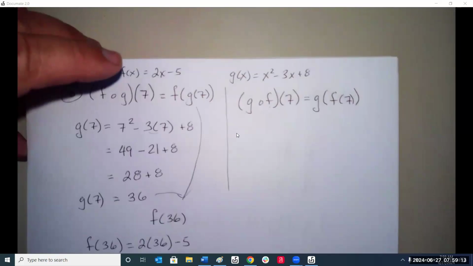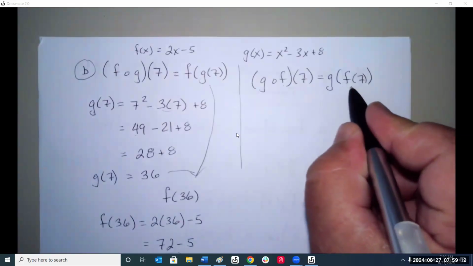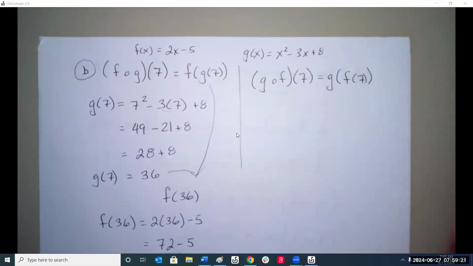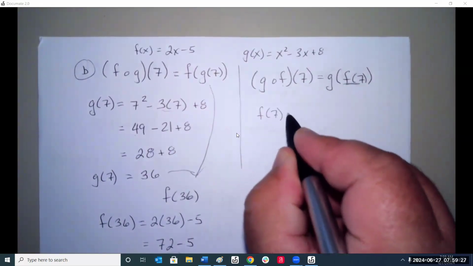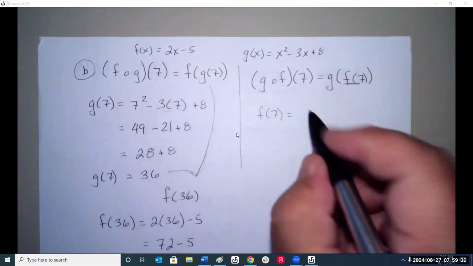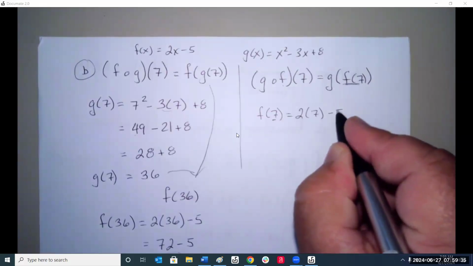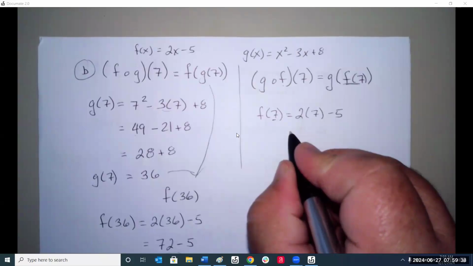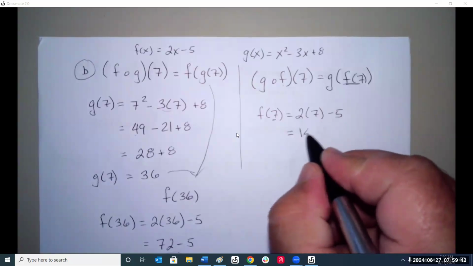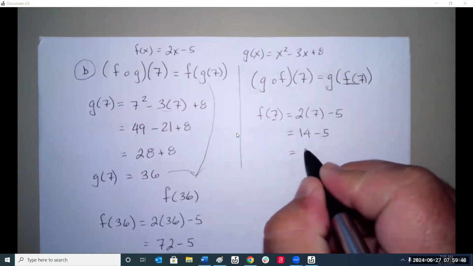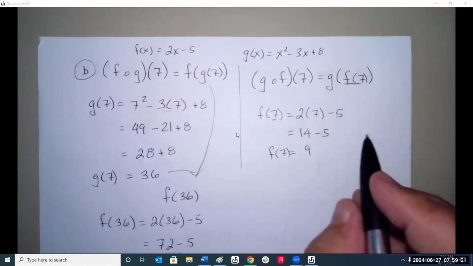Right, so let's look at the next one. Here we have g of f of 7. So the first thing we have to do is find the inside. Find f of 7. f is 2x minus 5. Anywhere you see an x, put a 7. Two times 7 is 14. Minus 5 is 9. So f of 7 is 9.